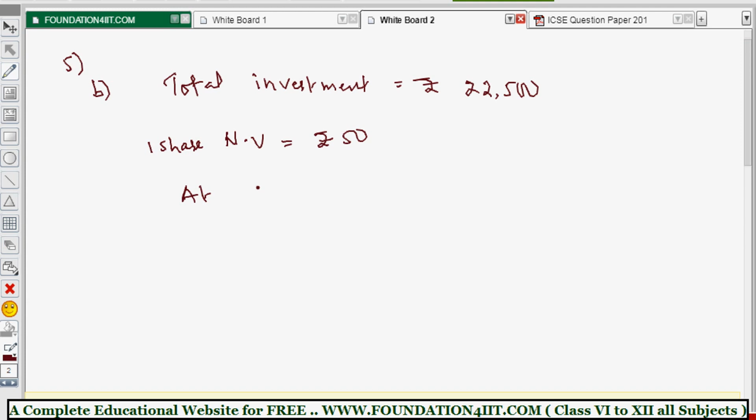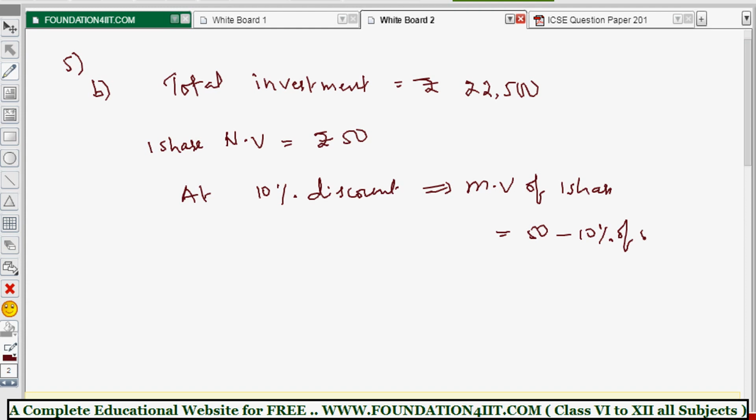They are giving 10% discount. If it is 10% discount, then we can find out the market value of one share. Market value of one share is equal to, from the 50, 10% we should subtract. So 50 minus 10% of 50, which is 50 minus 10 by 100 into 50. 50 ones are 50, 2s are cancelled, 2 ones are 2, 5. 5 rupees is discount. So rupees 45 is market value. Okay, one share market value is 45 rupees.